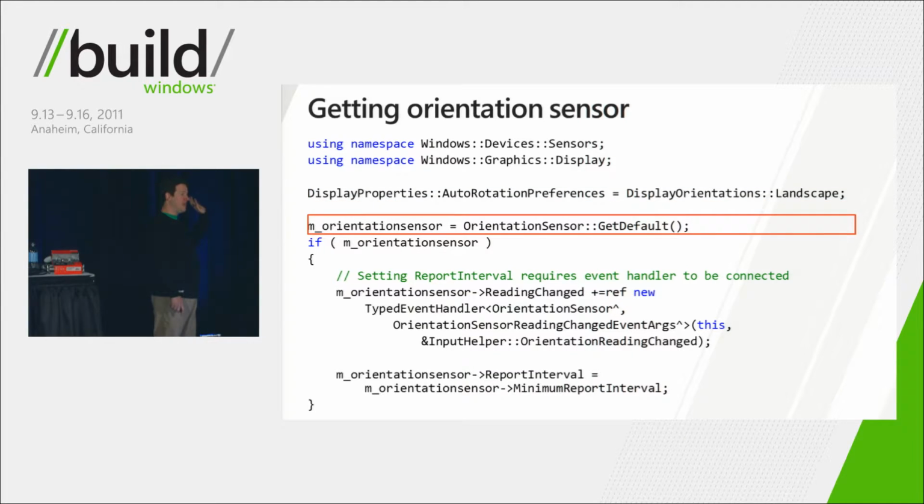This is how you get the basic orientation sensor device. All of this code is similar for each of the other sensor types. I'm only looking at the orientation sensor here today, but you can do different things in your code.